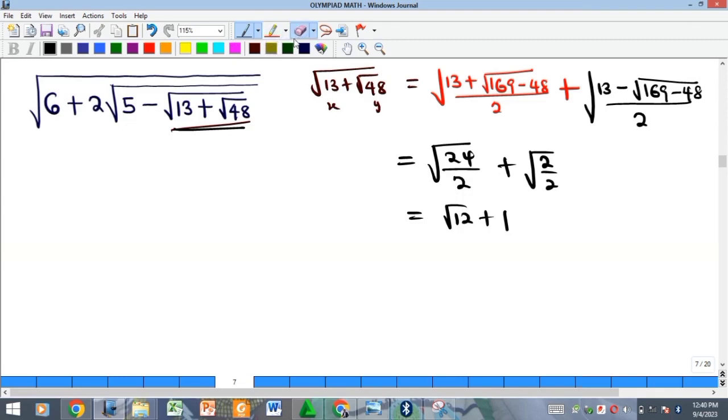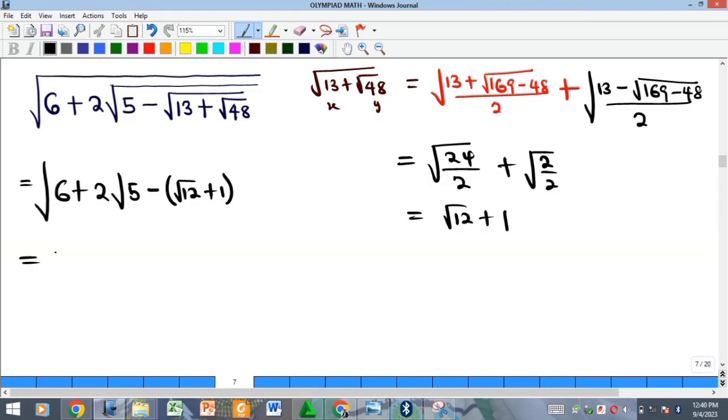So in other words, if we bring that here, the whole of this will now be the square root of 6 plus 2 into the square root of 5. Now here we have minus the whole of this square root. We got it to be the square root of 12 plus 1. All right, so here we have the square root of 6 plus 2 into the square. If you open this bracket, you have 5 minus 1, which is 4, then minus the square root of 12. Okay, so we are now going to try to evaluate this one.